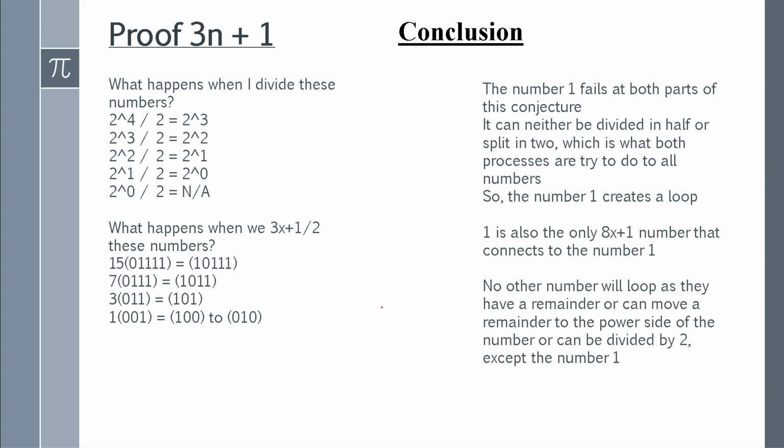No other number will loop because there's a path that we can calculate to it and from it, right? And there's no diversion from that path, right? So when I plug in those numbers, right?